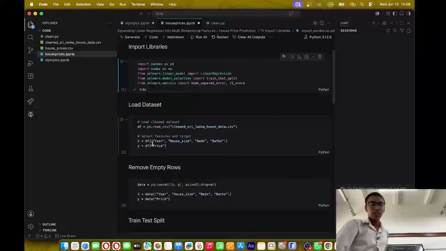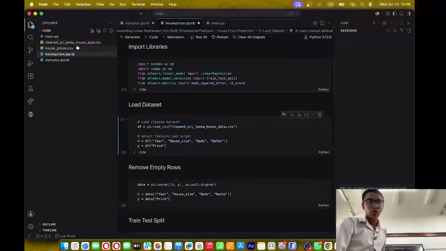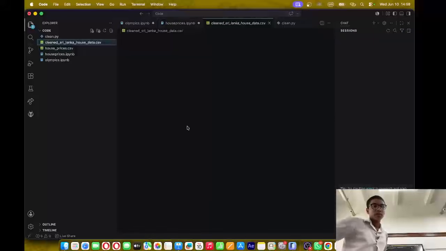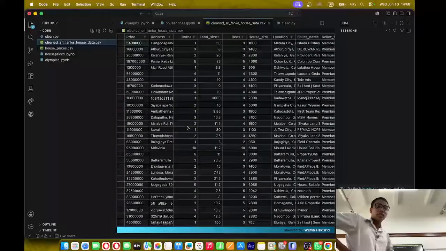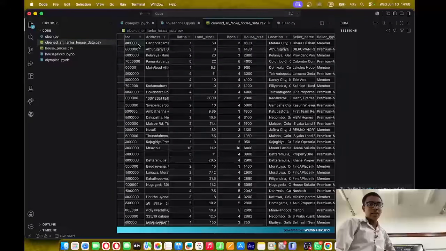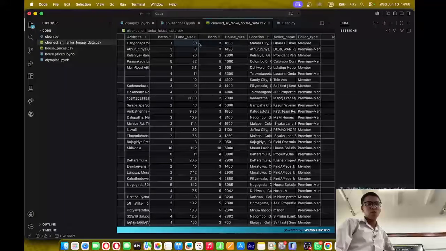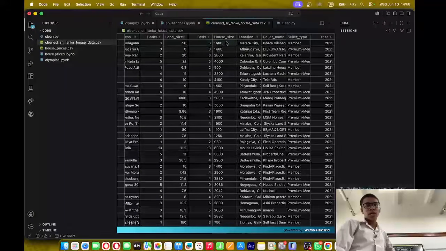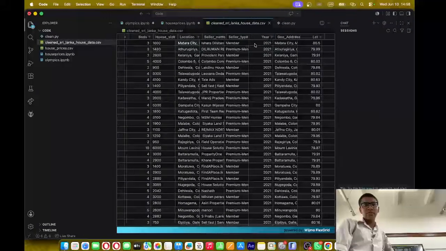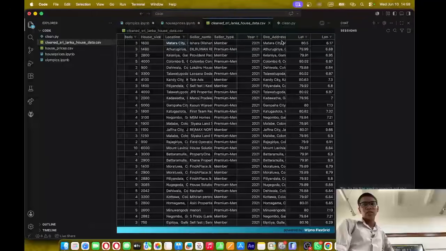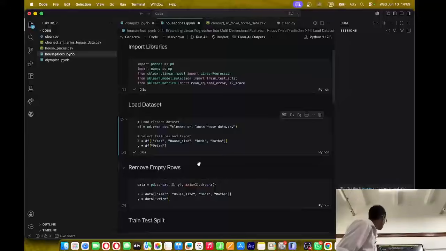Now let's say I have a data set. Is it going to load? This is the price in LKR, this is the address, number of bathrooms, land size, bedrooms, size of the house, location, seller's name, seller's type, year, address, latitude, longitude, and so on. So that's the data set.